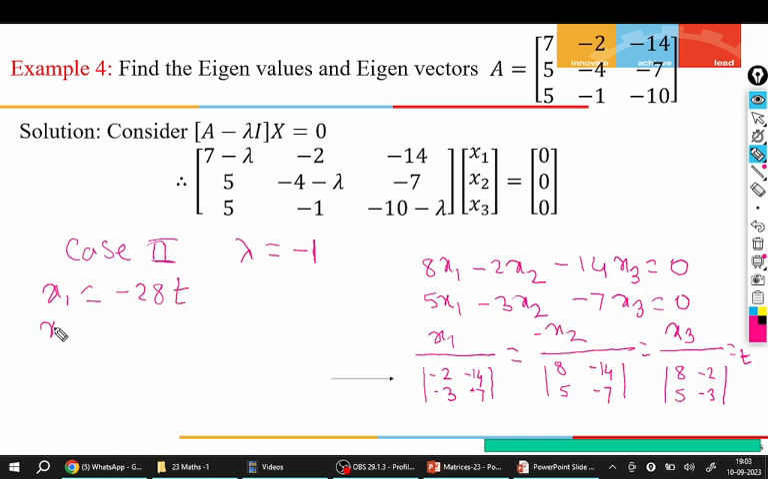Come to x2 now. X2 equals, remember there is a minus sign in the numerator. So this is 56, and this is minus 56, and this is plus 70.